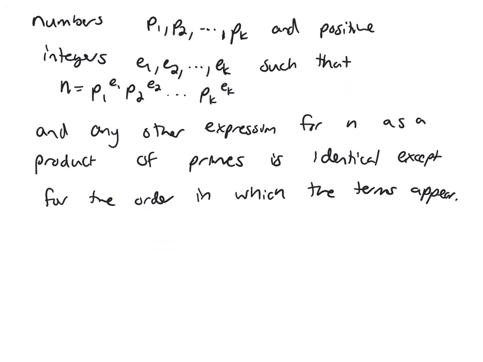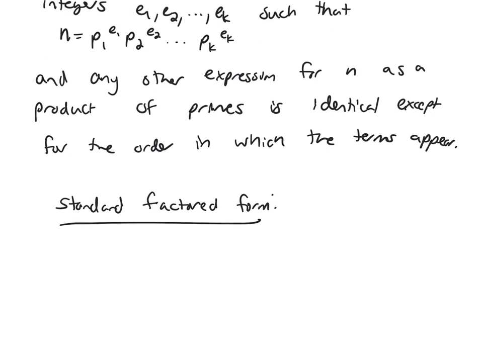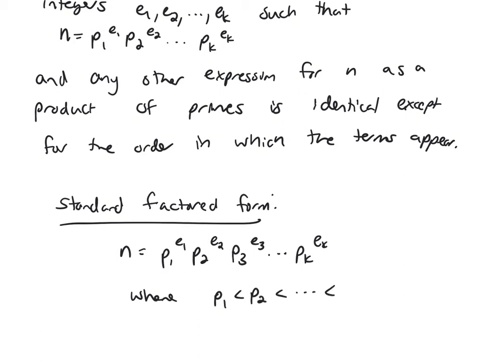So we'd like for there to be one way to write the factorization. So this is the idea behind standard factored form. So here, you're going to decompose your number into these primes, but we're going to require in standard factored form for the primes to be in ascending order. So P1 is smaller than P2 is smaller than PK. So that's how we write things in standard factored form.